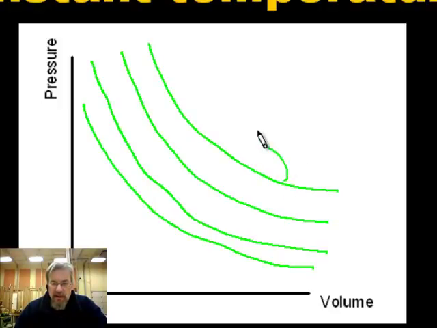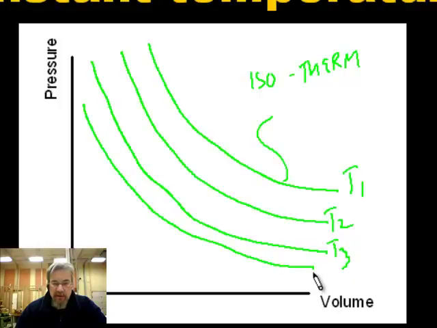Each one of these things is called an isotherm. An isotherm is a Boyle's law line. There are many possible ones. This is for one temperature, a second, a third, a fourth. We could draw more if we wanted to.